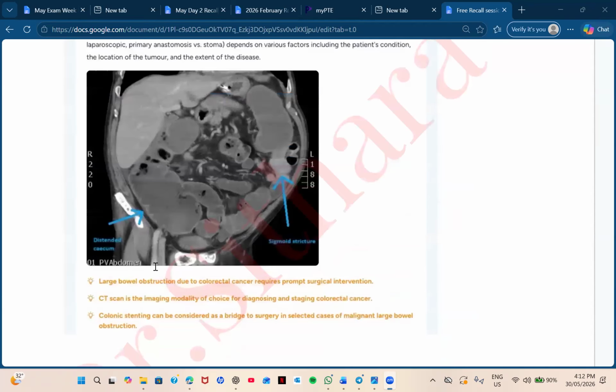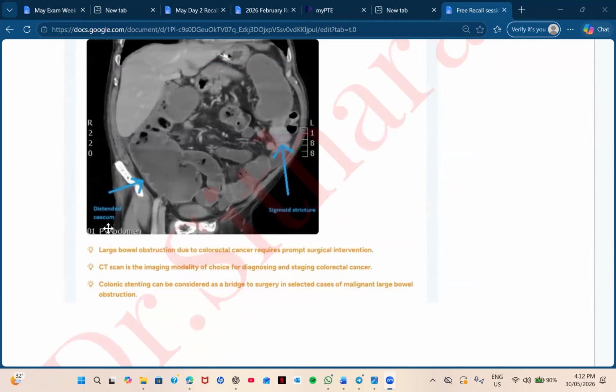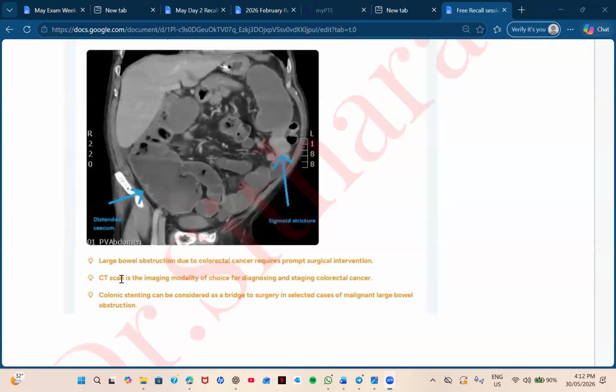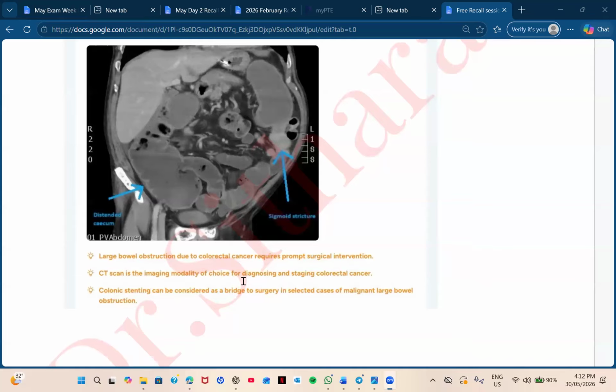Okay, here you can see the dilated cecum and sigmoid stricture or mass here, right? And this one also, remember, CT scan is the imaging modality of choice for diagnosing and staging of colorectal cancer, because this was asked in the May exam. They asked which imaging is the choice to diagnose and stage colorectal cancer, that is CT. These are tiny points they are repeating. That's why you have to give more attention to these emergency questions, right?